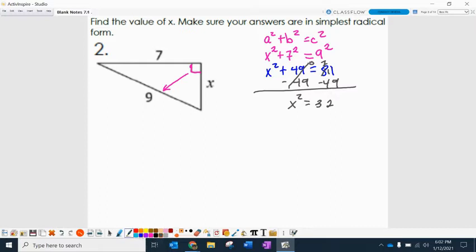Now, we want x, not x squared. So how do we undo a square? With the square root. And when we take the square root, something super important happens. We pick up the plus or minus option. Even though we know today for our applications, the lengths of the sides of our triangle will never be negative, so we'll throw out that option. And x is just the square root of 32. But what is the square root of 32? That's not a perfect square. So now I need to simplify under my radical.